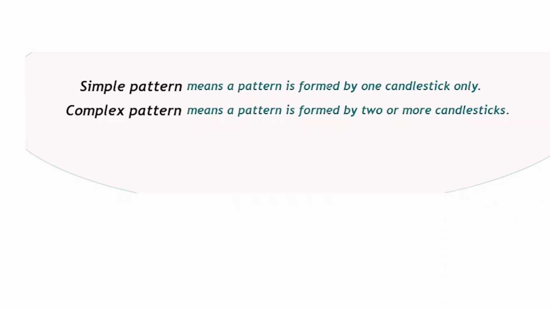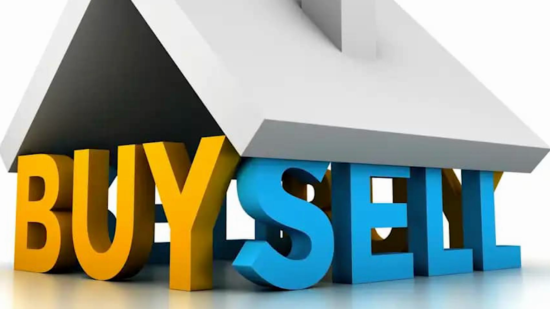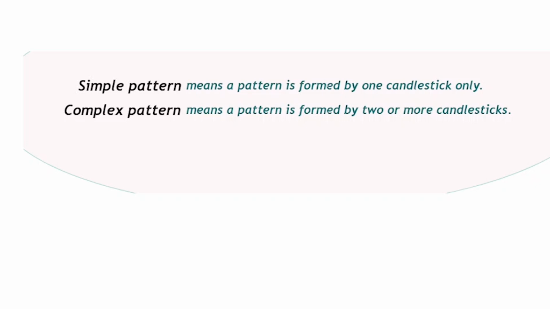Okay, welcome back. The candlestick patterns are divided into two: simple patterns and complex patterns. The simple patterns are formed by one candlestick only. So we are going to be getting one candlestick indicating to buy or sell in the market.